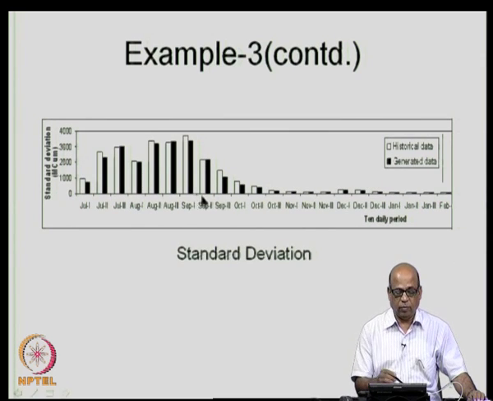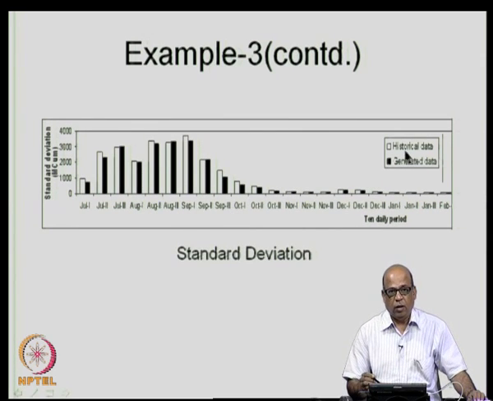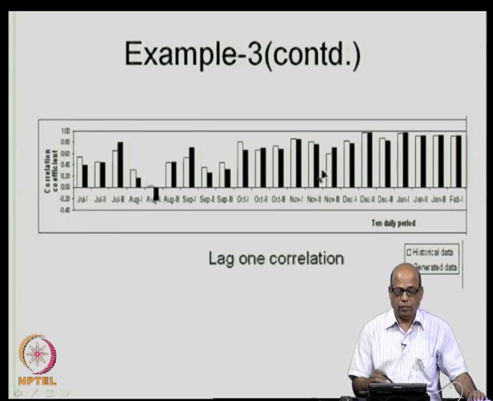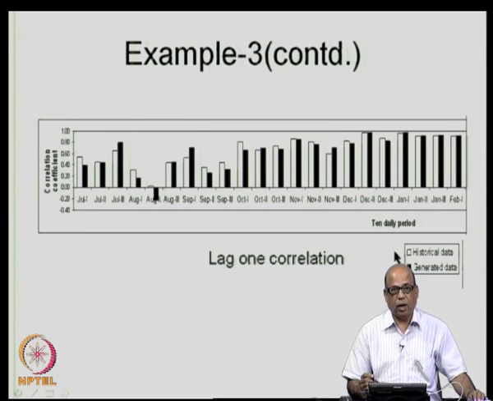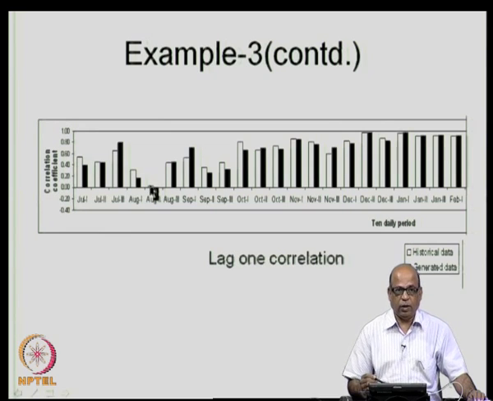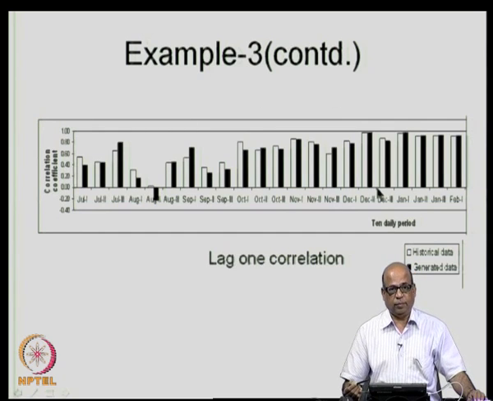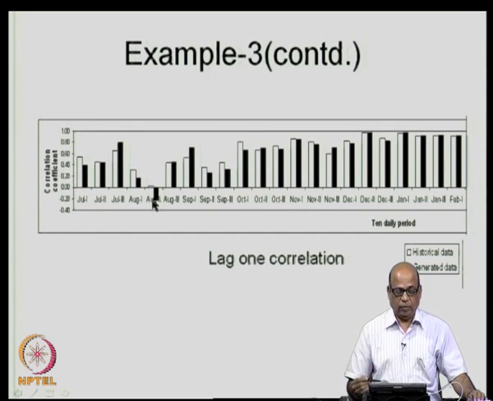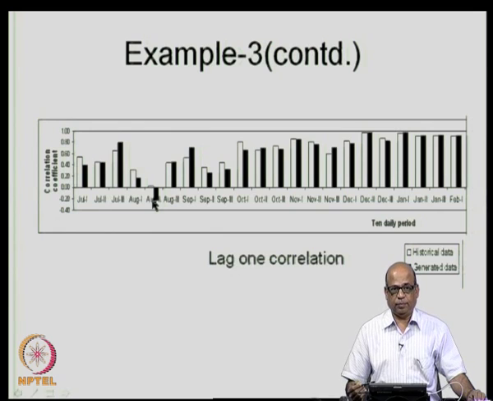Similarly, standard deviation we compare, and then we compare the lag 1 correlations. Lag 1 correlation, again there is a problem with August 2nd time period, but as long as this is insignificant, then we can take it as acceptable. Statistically insignificant, we can take it as acceptable.